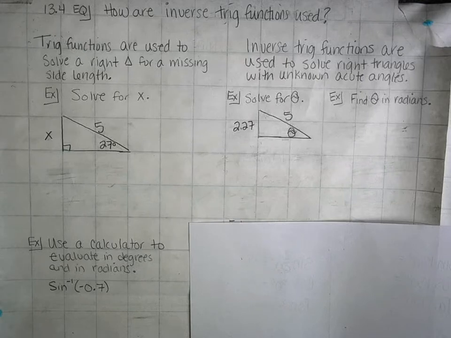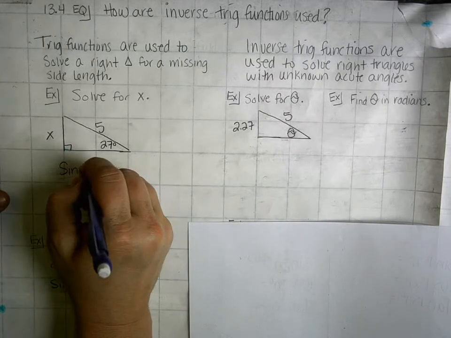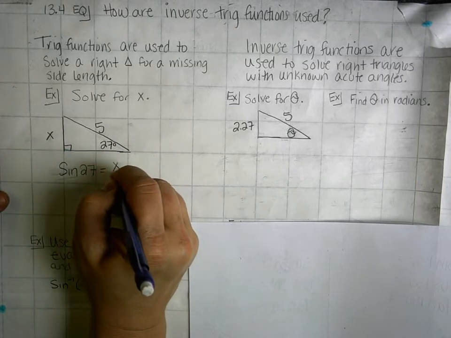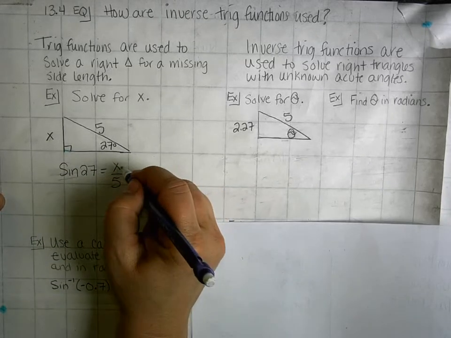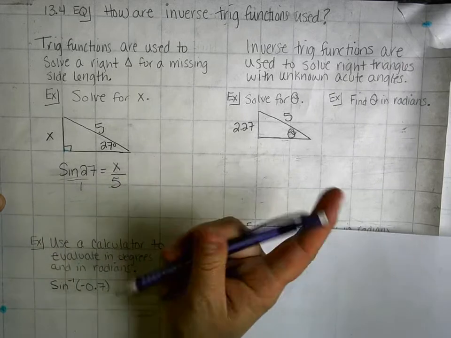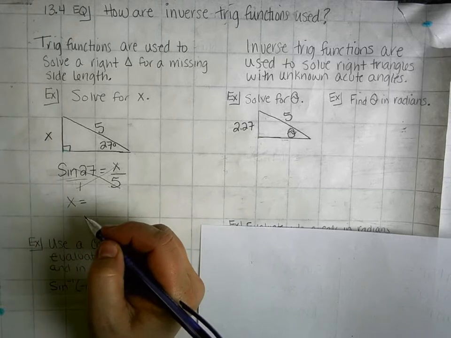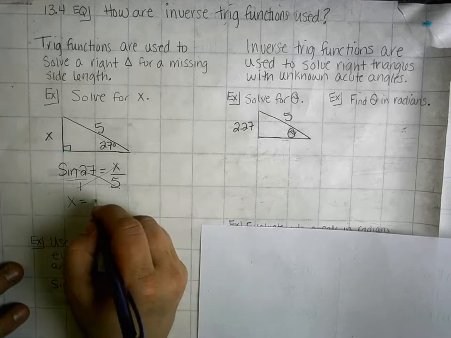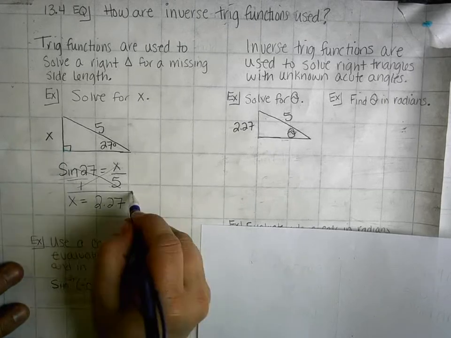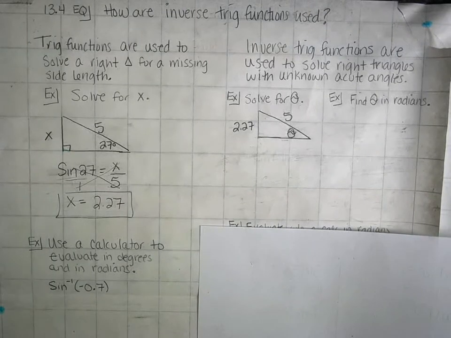And you can see I have a triangle right here with an angle of 27 degrees, and I'm looking for the opposite side, which is labeled x, and I know the hypotenuse. That's going to lead me to using the sine function. So I have the sine of 27 degrees is equal to x over 5, because x is the opposite side and 5 is the hypotenuse. I'm going to put the sine of 27 over 1, and I'm going to cross multiply, getting x is equal to 5 times the sine of 27, which happens to be 2.27.